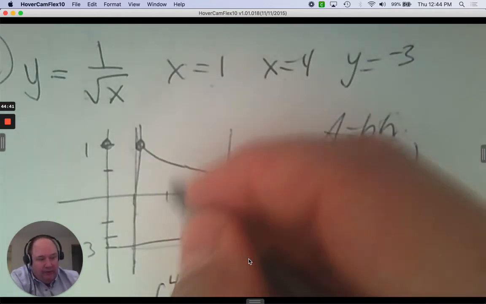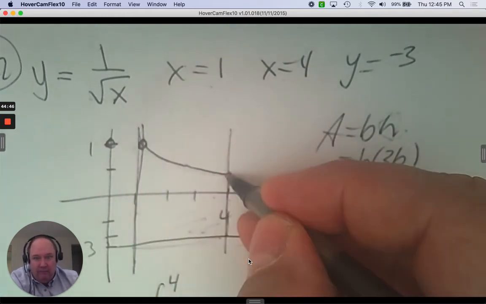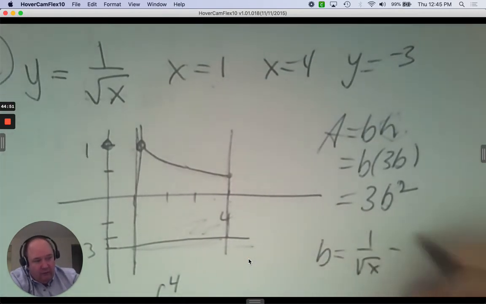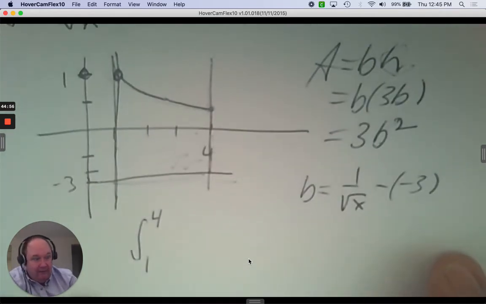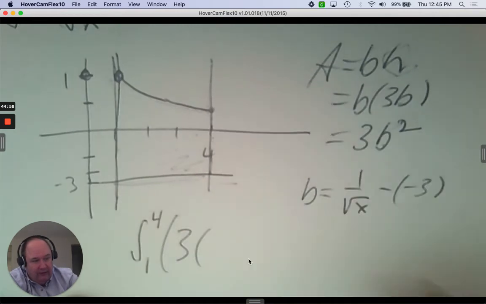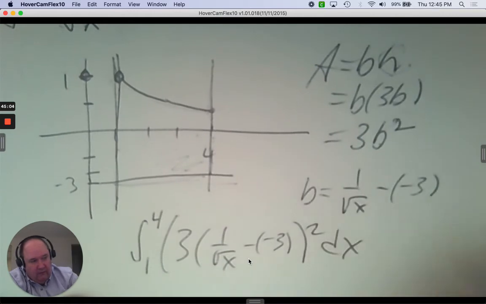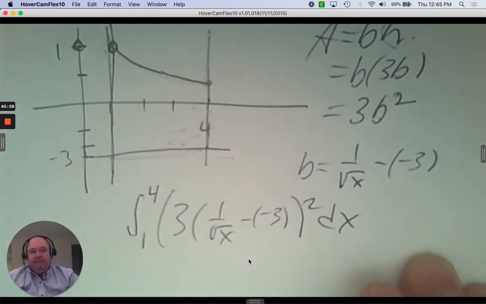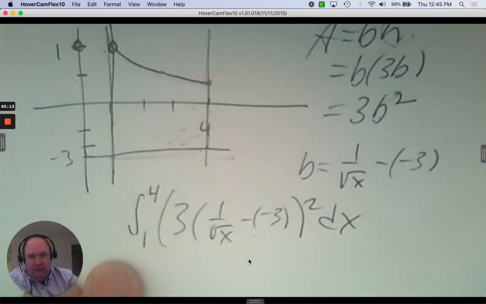What would represent the base here is top subtract bottom. So the top is 1 over root x, and then subtract the bottom, which is negative 3. And yes, subtracting negative is adding. So we're just going to write that in. The base is 1 over root x, subtract negative 3. And then there's the setup, and it's done. And that's using the area formula, 3b squared, and that represents the base, which is top subtract bottom.